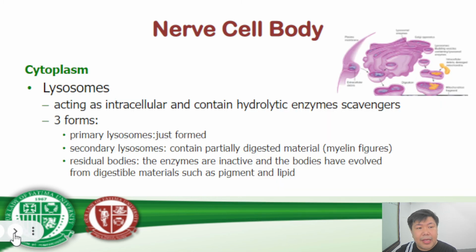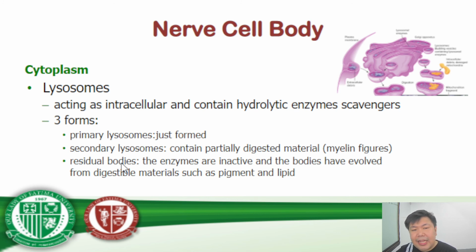Okay? We also have your lysosomes, no? Which contain hydrolytic enzymes in order to digest mga waste products inside the nerve or inside the neuron. So there are three forms of lysosomes. Your primary lysosomes, ito yung mga bagong gawa na mga lysosomes, they are just formed. Secondary lysosomes, they contain partially digested material. Ito yung mga lysosomes na may laman na or nakadigest na ng mga substances. And residual bodies. Ito naman yung mga lysosomes na tapos nang mag-digest ng mga substances.